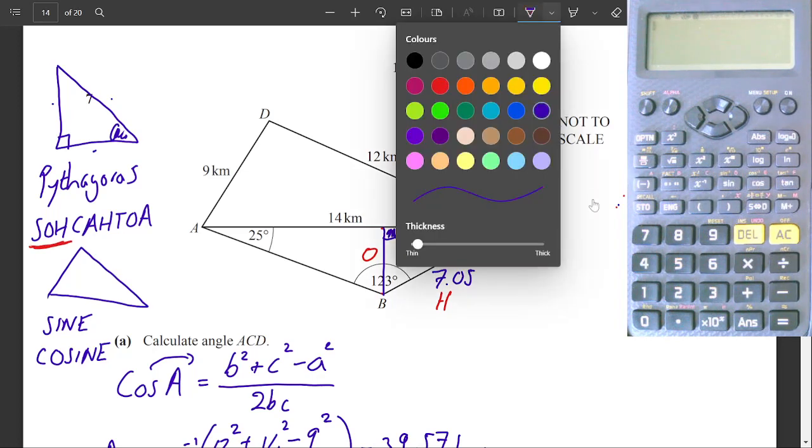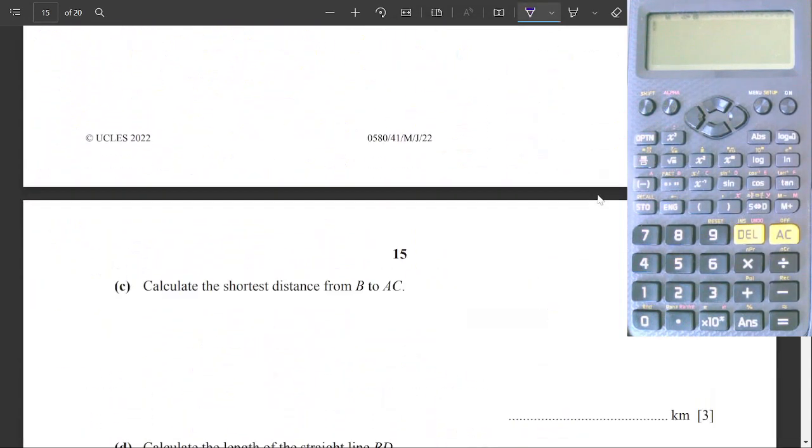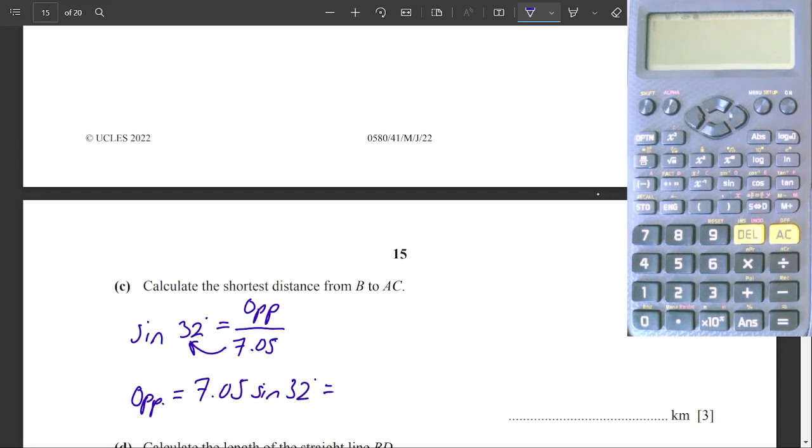So let's write that down. First of all, it's going to be sine of the angle, which was 32 degrees, then is the opposite, which is that distance we want to know. Let's just keep calling it opposite, over the hypotenuse, which was 7.05. So to find that opposite side, you need to multiply by that 7.05 over there. Do that.